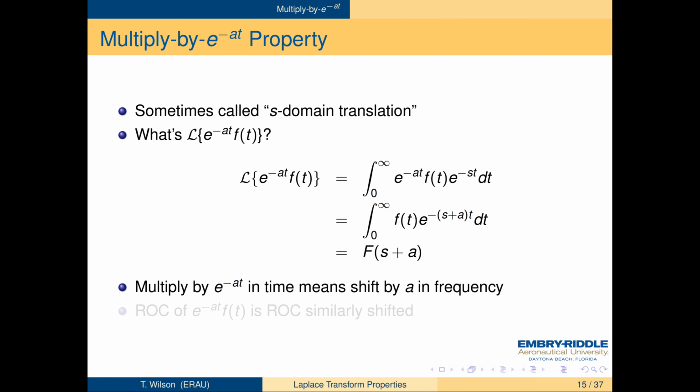Multiplying a time domain waveform by e to the minus at corresponds to shifting the Laplace transform, cap F of s, to the left when a is greater than 0 and to the right when a is less than 0. The region of convergence will correspondingly be shifted to the left or to the right.